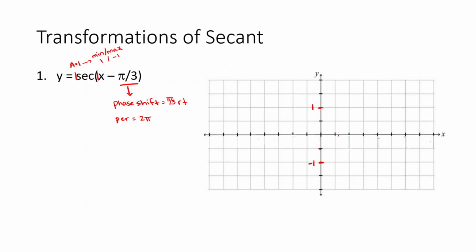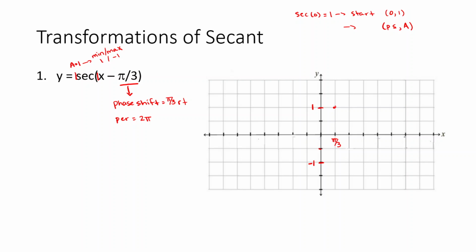Okay, and I'm going to start at pi thirds to the right. And we remember that secant of 0 is 1. So my start for all these graphs is going to be at 0, 1, or in particular, my phase shift, comma, a.